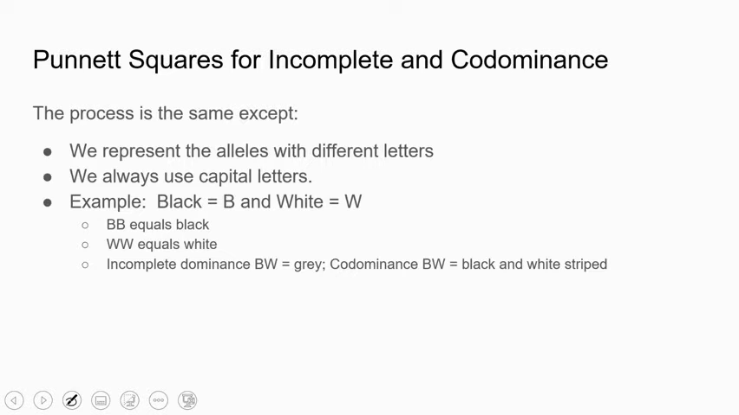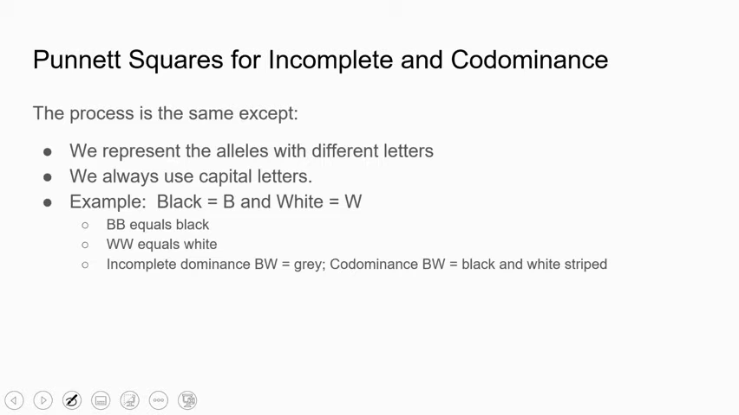So that's how you do complete dominance. For incomplete and codominance, you use different letters. So instead of like a capital B and a lowercase b, you would use like a capital B and a capital W. They're both dominant, so you'd use capital letters. And then we always use capital letters. Since they are both dominant, we represent it both by a capital letter.